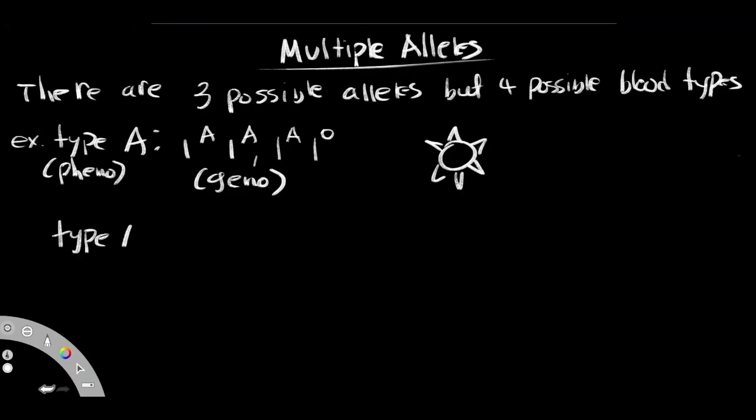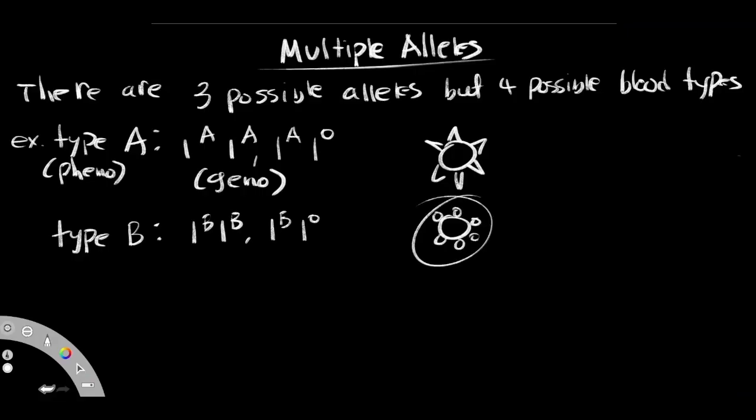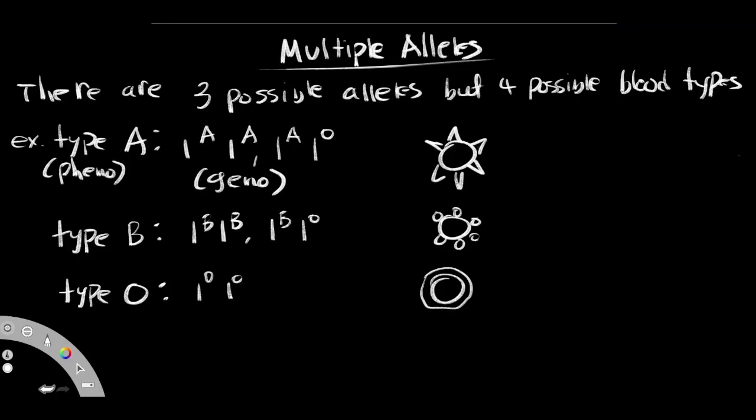So let's look at type B then. What will be the genotypes for type B? Obviously you got IBIB, but then you also have IBIO, because remember, B is also dominant over O. O is just overall recessive. This one has different surface proteins. Let's make them look more circular now. Type O has no choice. It must be IOIO, genotypically. And this one's not going to have anything on the outside.